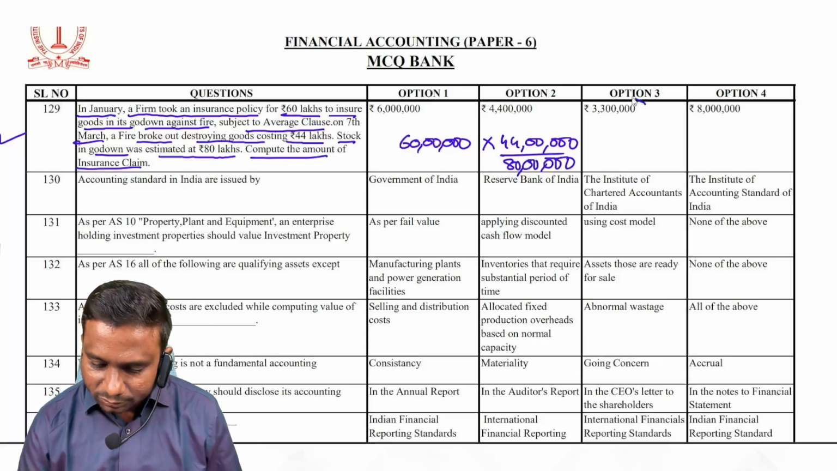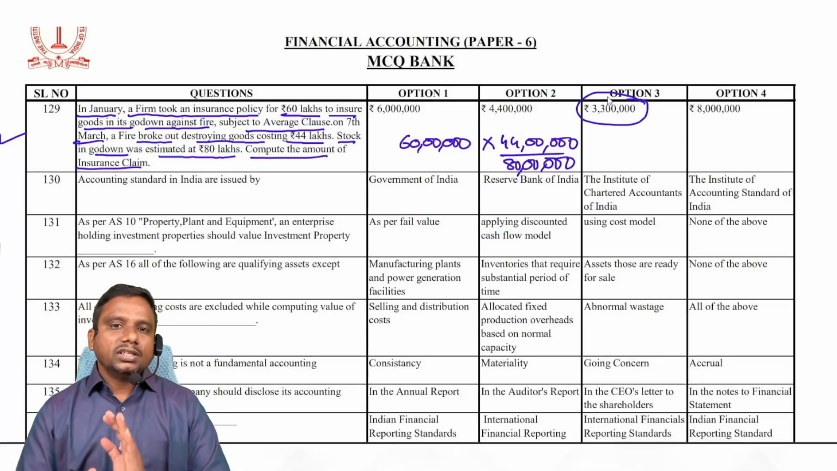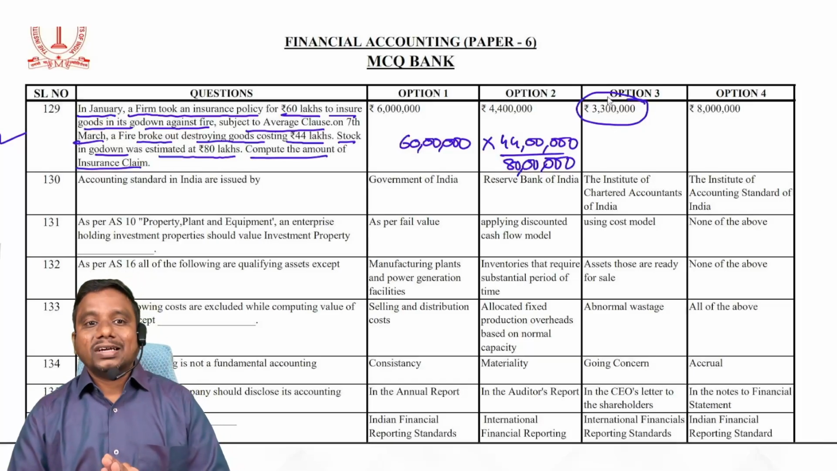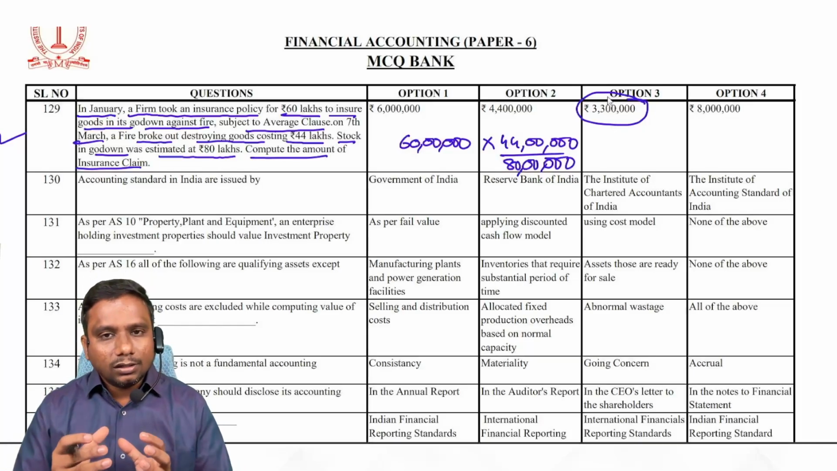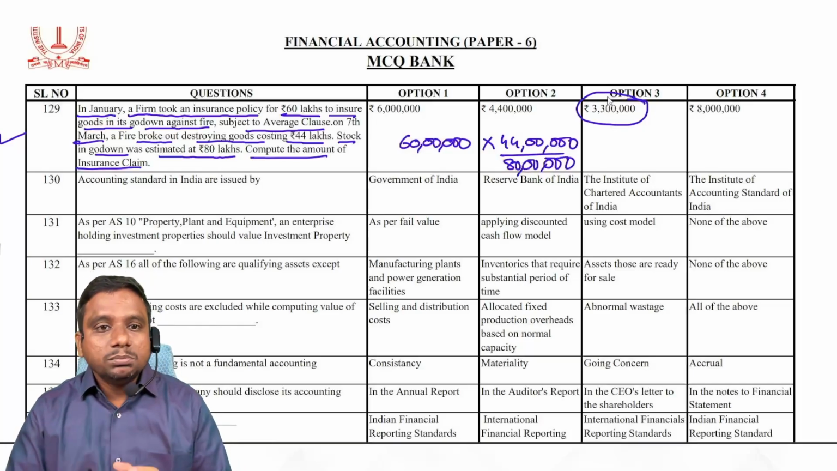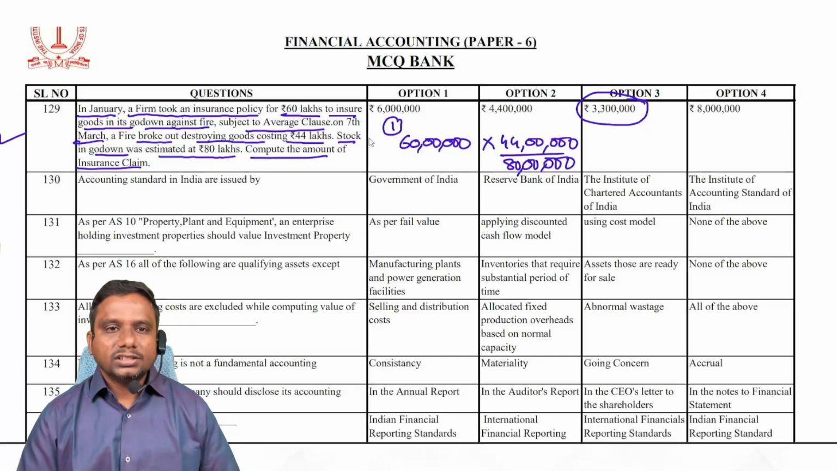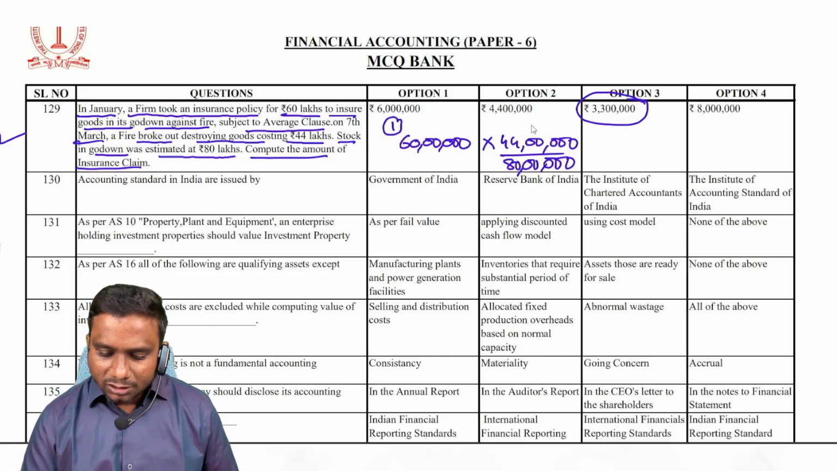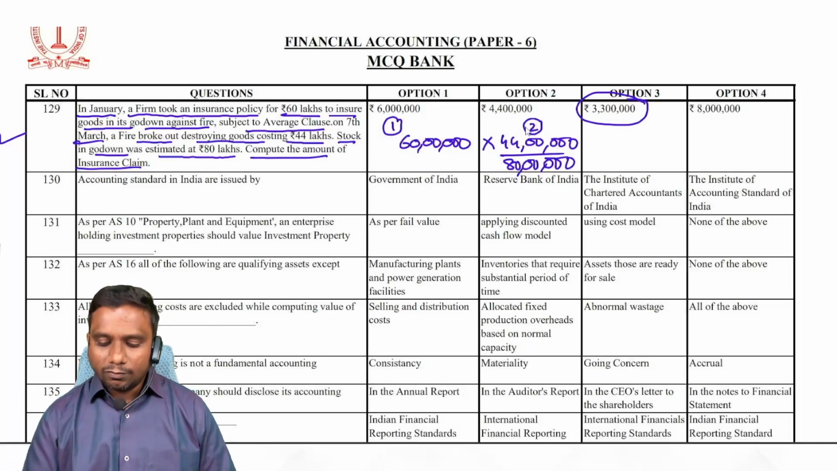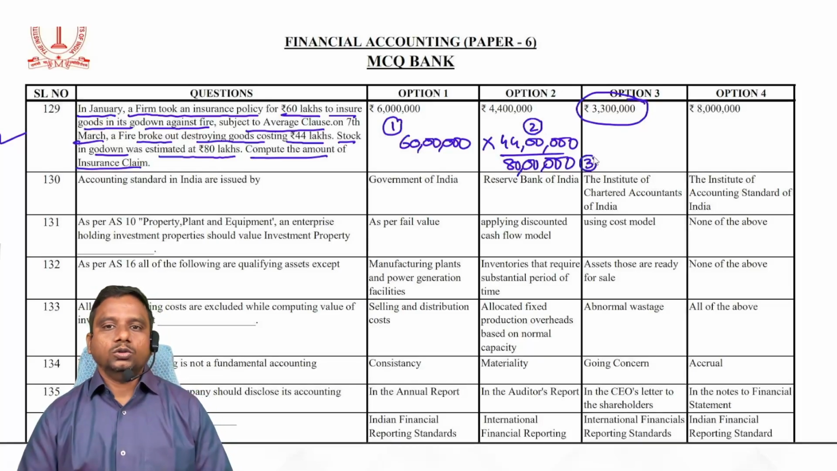Yes, students. Sometimes during the examination, we forget the formulas. That's why try to remember simple steps. First, write down the insurance amount. After that, second, goods destroyed. After that, third, total goods.